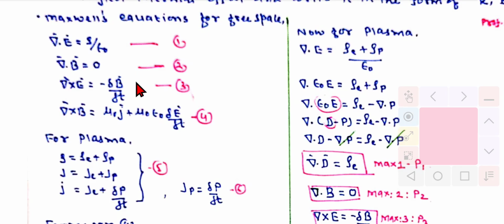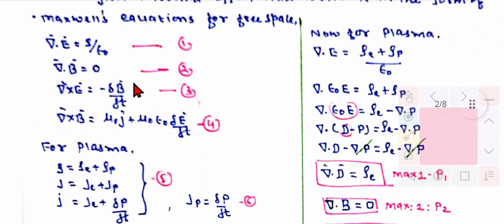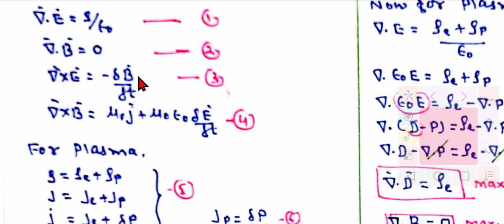Maxwell's equation for free space is curl of E equals minus del B by del T. Del B by del T means change in magnetic field with respect to time, which is equal to the curl of the electric field vector, I mean the rotational electric field vector. Curl means rotation.